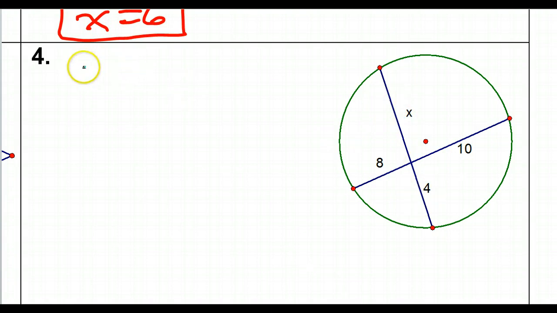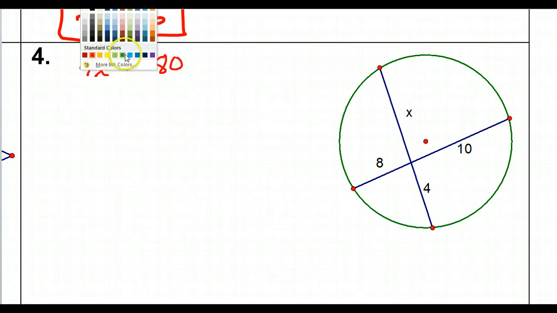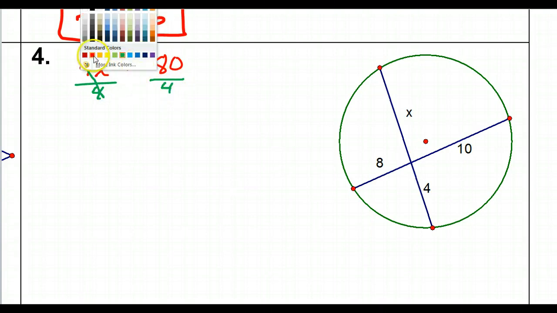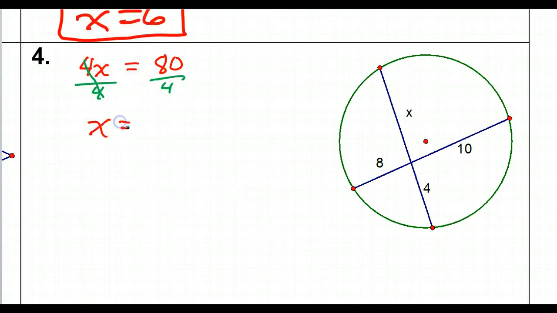X times 4, or 4 times x, is just 4x. 8 times 10, we can just go ahead and put 80. So 4x equals 80. And so just divide both sides by 4. And that is it. Okay, easy peasy. What? Lemon squeezy. So that's going to give us x equals 20. So that is how you do number 4.